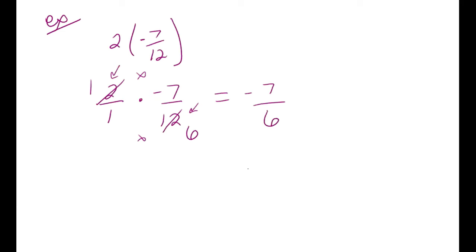But look at my answer. My top number is bigger than my bottom number, which means I need to reduce this into a mixed number. So ask yourself, how many times does 6 go into 7 without going over? It goes 1 time. How many is left over? There's 1 left over, and we put that over the divisor. So our answer is -1 1/6.